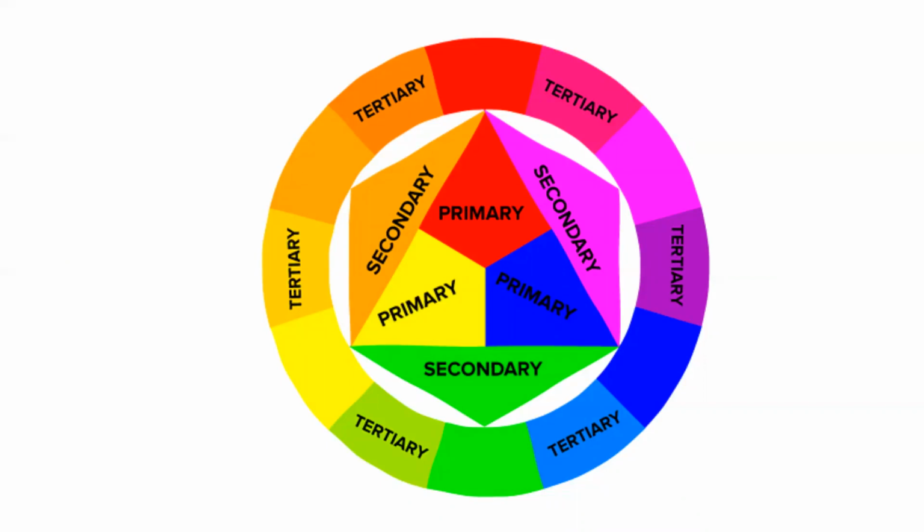When we mix red with blue, we get a purple. When we mix blue with yellow, we get a green. And when we mix red with yellow, we get an orange. Tertiary colors are obtained by mixing either three primary colors or by mixing secondary colors.